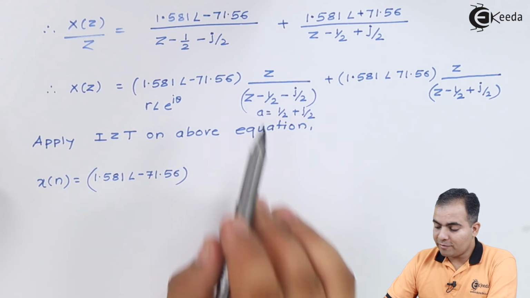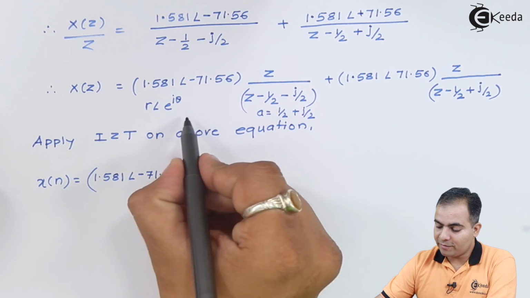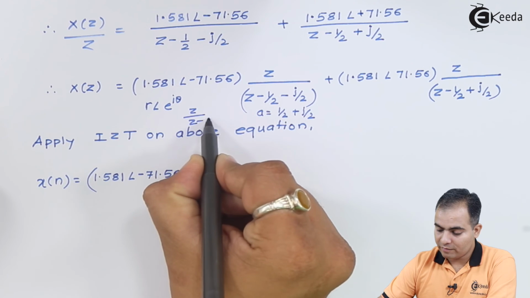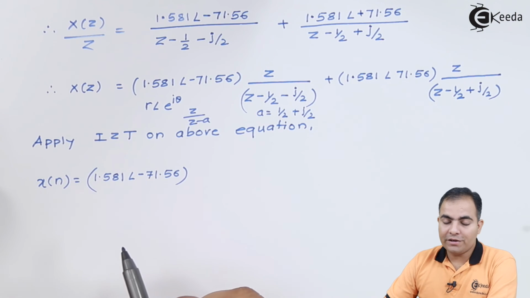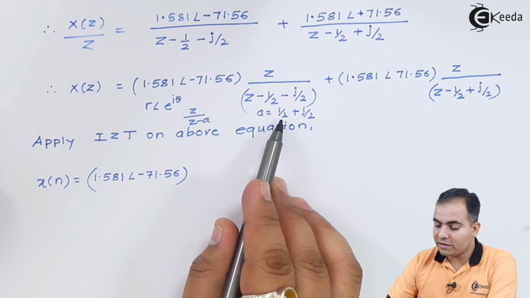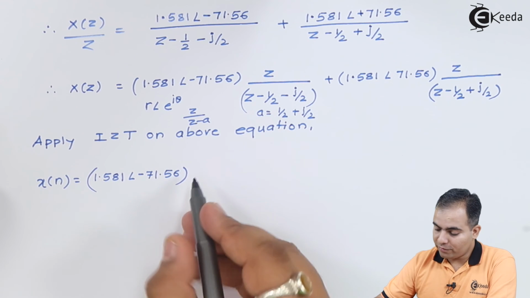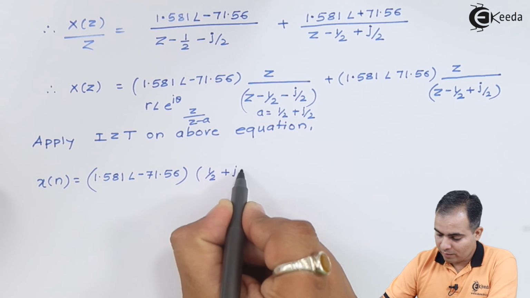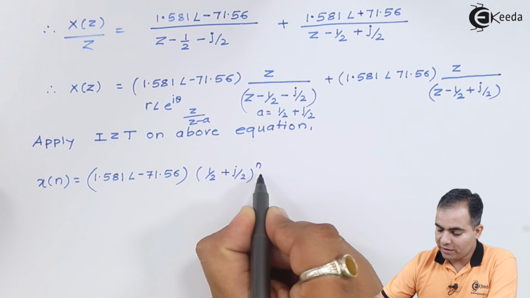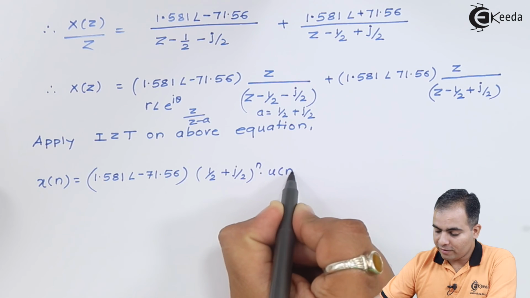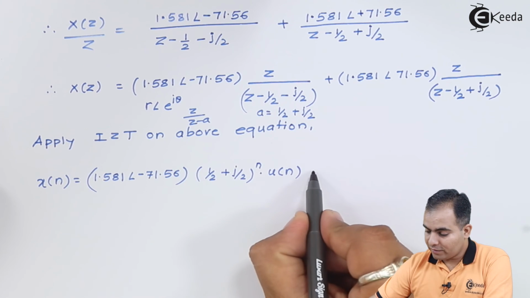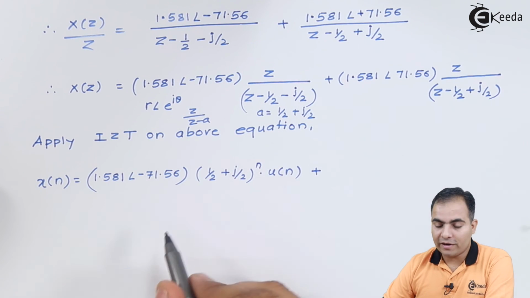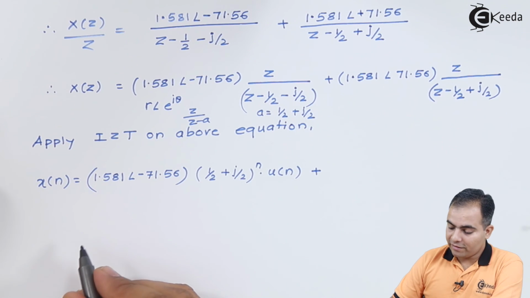Now z upon z minus a can be represented by a raised to n into u of n. So my a value is this, and u of n we know. So we'll write half plus j by 2 raised to n into u of n. Now similarly we will write the value for the next part. This constant I can write as it is.